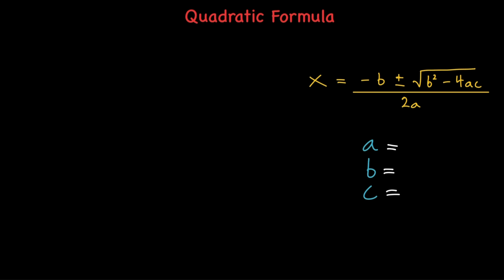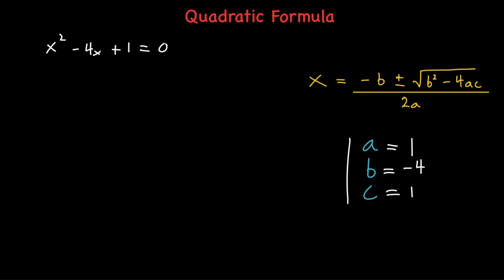For our next example, let's solve x squared minus 4x plus 1 equals 0, and we'll do that using the quadratic formula. Our first step is identifying the values a, b, and c. A is the coefficient of x squared, and that is just 1. B is the coefficient of x by itself, which is minus 4. And c is the constant term on the end, and that there is just 1.